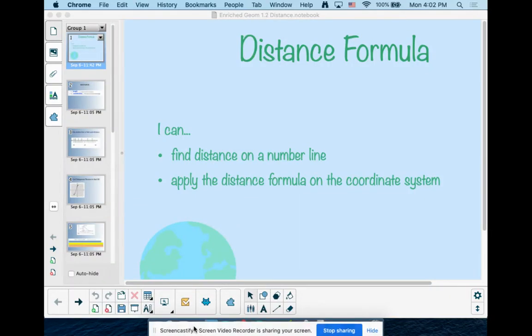Hey team, we are on our linear measure, day 2. This time we're going to focus on the distance formula. Pretty basic. You're going to be able to find the distance on a number line between 2 points. And then you're also going to apply the distance formula on the coordinate system. You may or may not know what the distance formula is, but we'll find out quick.